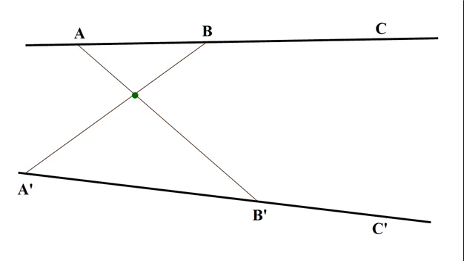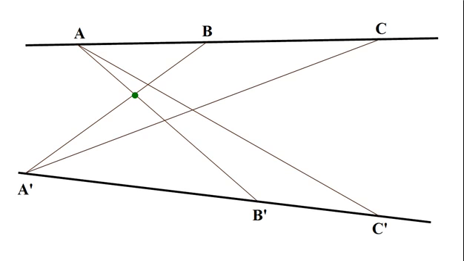We're going to draw 2 more pairs of lines, so we'll draw AC prime and correspondingly CA prime. And you'll notice that these 2 lines also have a point of intersection. We'll mark that with the green dot. Finally, we'll draw BC prime and CB prime. And once again, these 2 lines have a point of intersection, which we'll mark with the green dot.